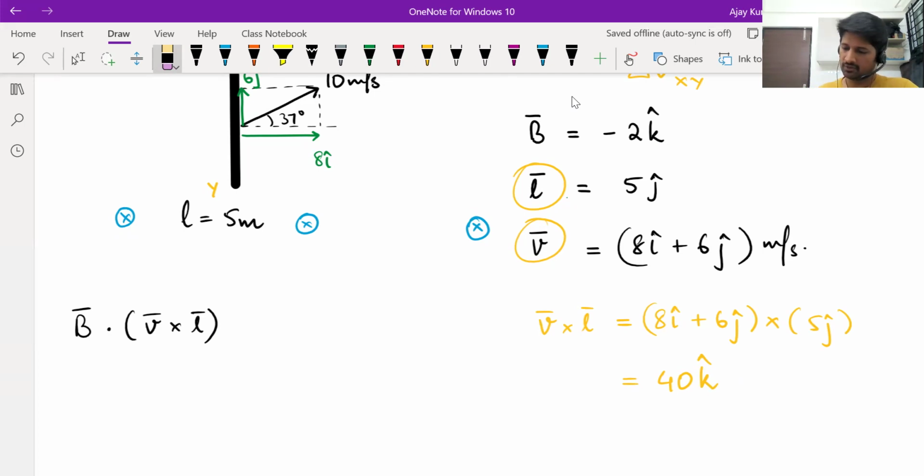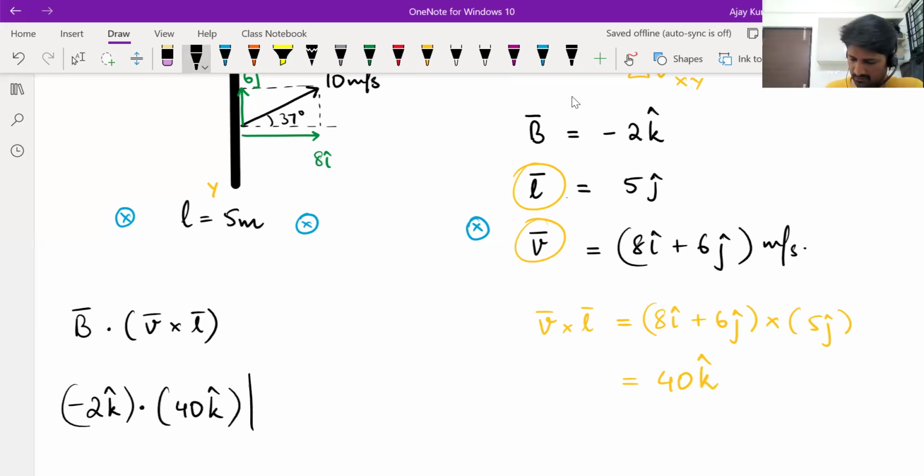Now we have to take B dot that, and then its magnitude. B vector is minus 2 k cap. Dot this whole thing, 40 k cap. And then you take its magnitude, the answer will be 80 volts. That's the potential difference developed between X and Y.